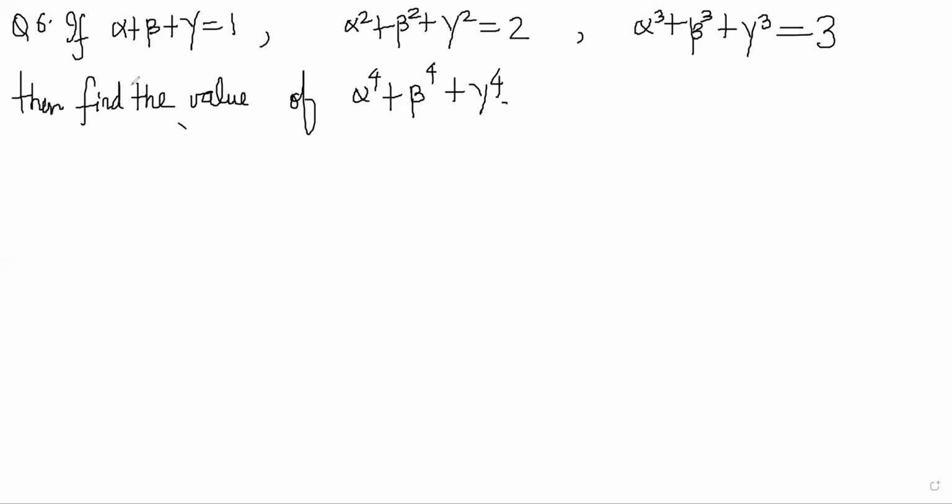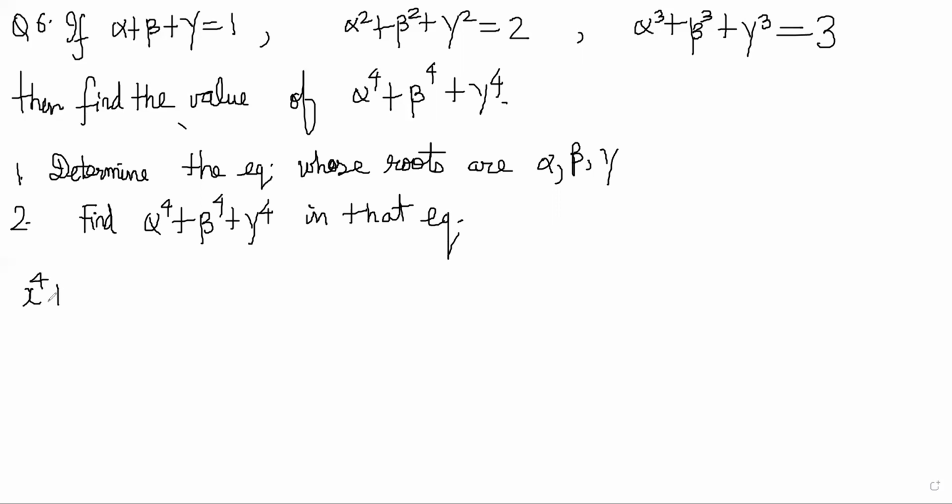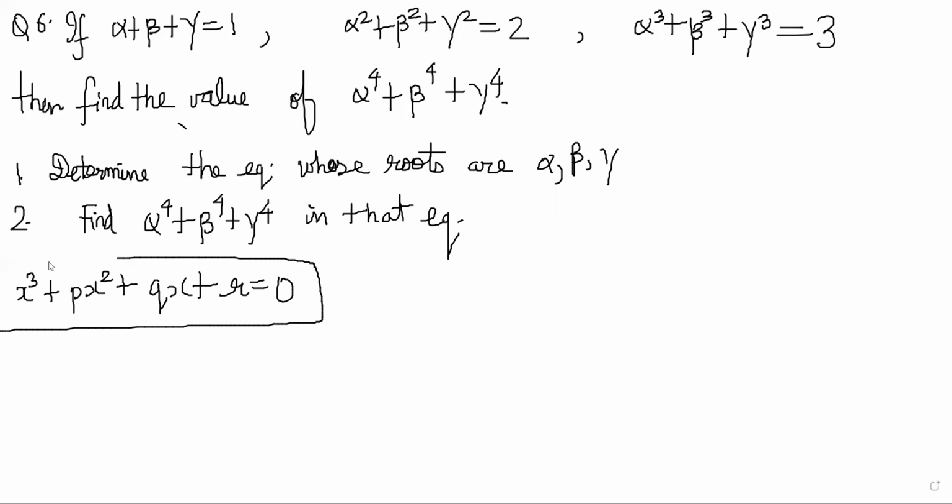So this is very similar to question number 4. So what we will say is, the first step is to determine the equation whose roots are alpha, beta, gamma. And the second step is to find alpha power 4 plus beta power 4 plus gamma power 4 in that equation. So first we are going to try to determine that equation. So let's assume the most general possible third degree equation for these alpha, beta, gamma. So it is x cube plus p x square plus q x plus r equal to 0. Let this be the equation with roots alpha, beta, gamma.